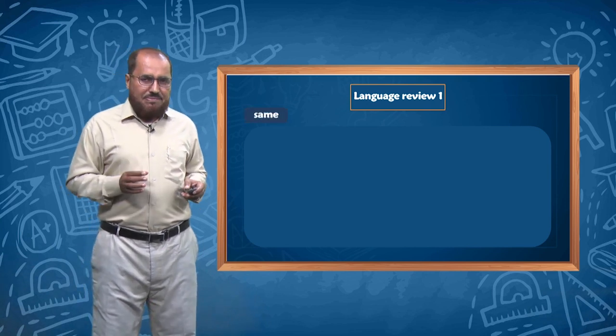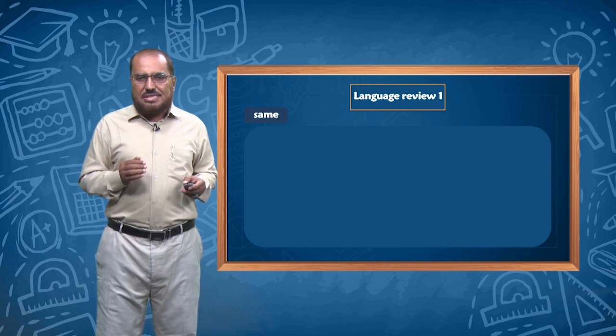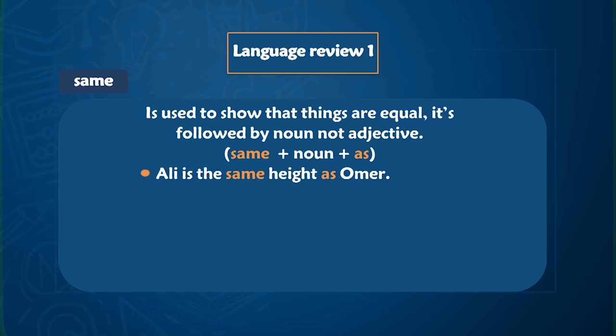Now the same. The second is the same. Same works like as, but with a little difference. It's used to show that things are equal, the same as. It is followed by a noun, not an adjective. You have to take care about this. The same must be followed by a noun as a structure here.